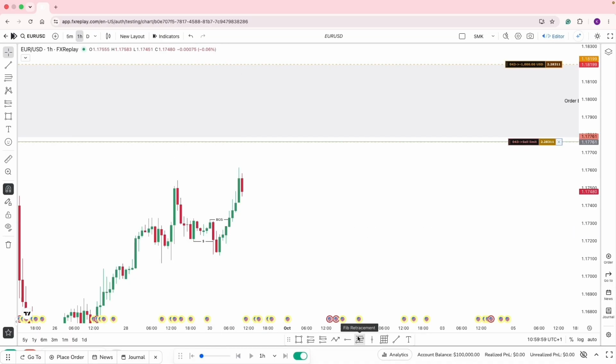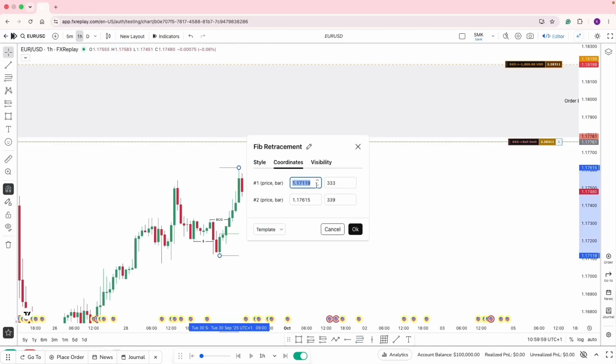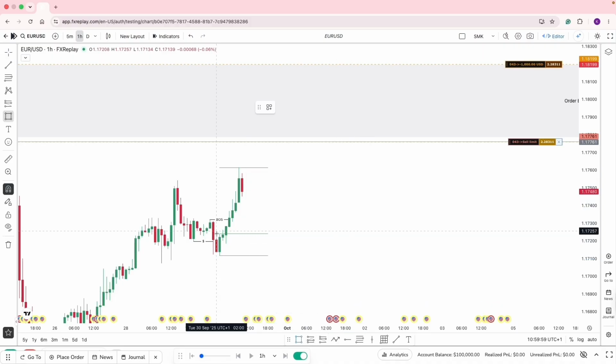So now I can draw the Fibonacci tool. I'll draw it from the bottom to the top. Let me just extend this out so you can see it. Okay, and I will draw our order block here. So as you can see, this move here swept liquidity, broke structure. We had this impulsive move to the upside. This is definitely an opportunity that I would enter.